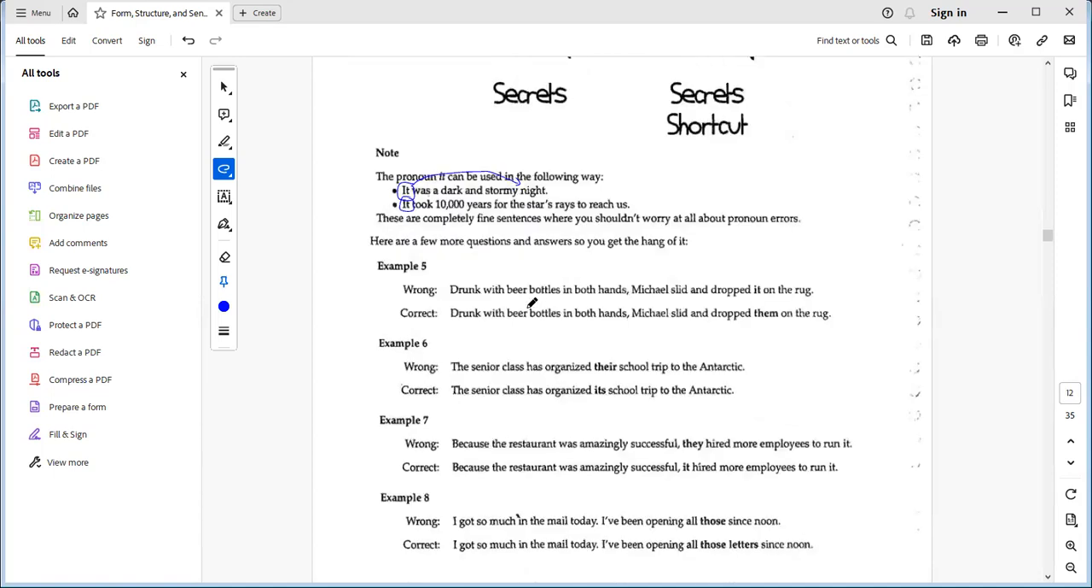Let's have a look here. Drunk, with beer bottles in both hands, Michael slid and dropped it on the rug. We know that "it" here is right, but what does it stand for? Bottles. They are plural. So how do you say it? It must be "them." Bottles, so "them."